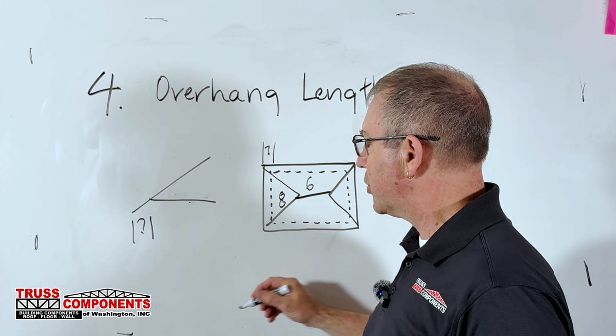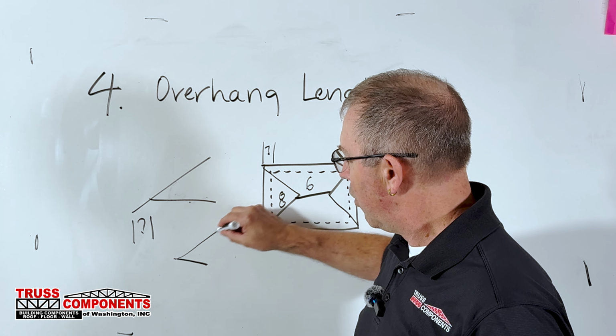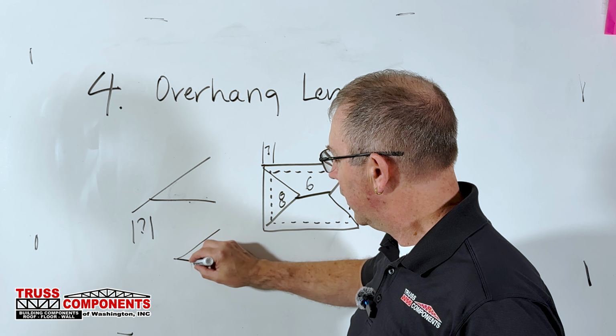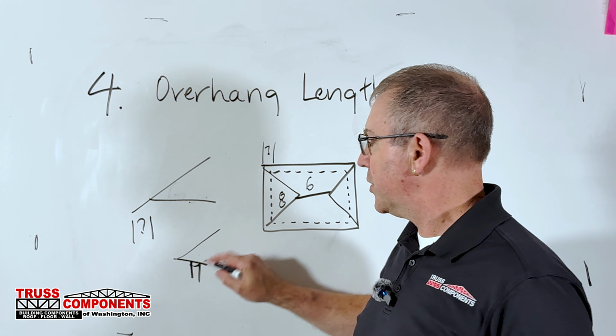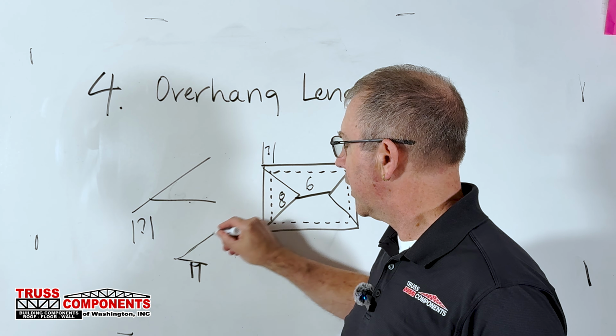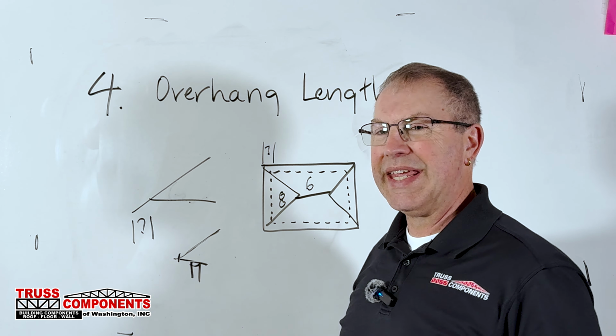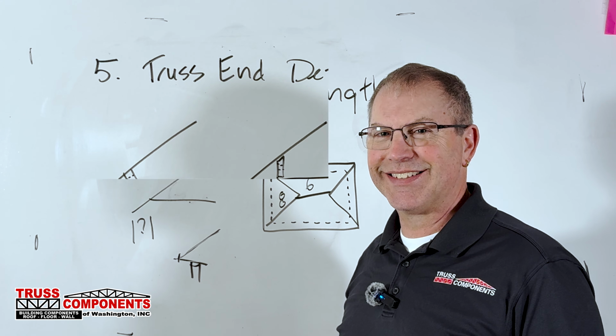And then the third option is a cantilevered overhang. When we cantilever the overhang, it doesn't matter what the pitch of the roof is, because that flat bottom chord extending out gets all of the eaves at the same height.